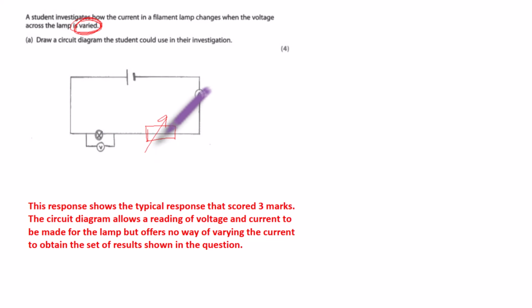So this was missing. This response shows the typical response that scored 3 marks exactly. The circuit diagram allows a reading of voltage and currents to be made from the lamp, but offers no way of varying the current to obtain a set of readings or results shown in the question. So the missing component was a variable resistor. So the moment you see the term varied in your question, always remember you have to include a variable resistor.